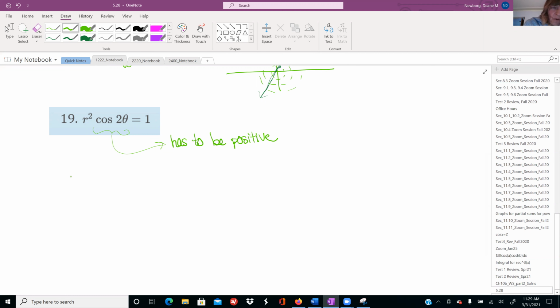So I asked myself, well, just where is regular cosine positive? So where is, I'll use a different letter, where is cosine alpha positive? I think about the unit circle. It's positive in quadrants 1 and 4. So between, I'll just say negative pi over 2 to pi over 2.